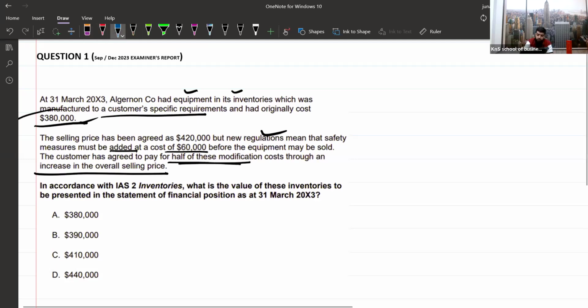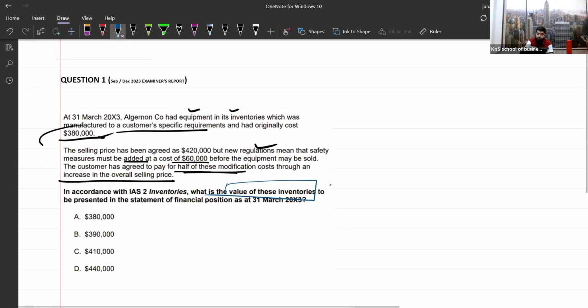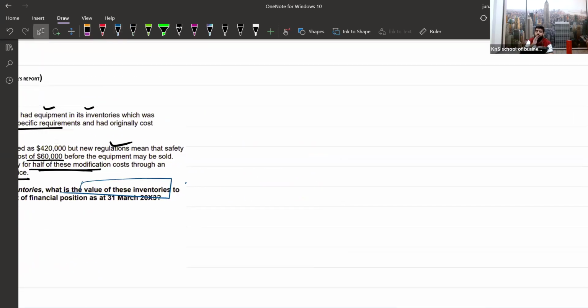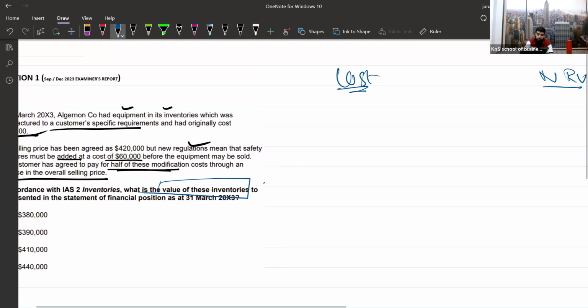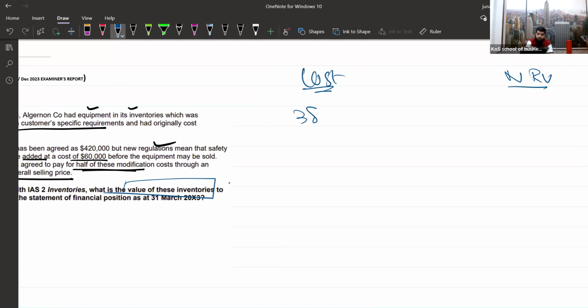Now, how do we need to account for it? The requirement is to calculate the value of inventories that should be reported in the balance sheet. First of all, we know that inventory should be recorded at the lower of cost or NRV. So we are going to calculate the cost and NRV, and whichever is lower, the inventory will be recorded at that value. Here the cost is 3,80,000.